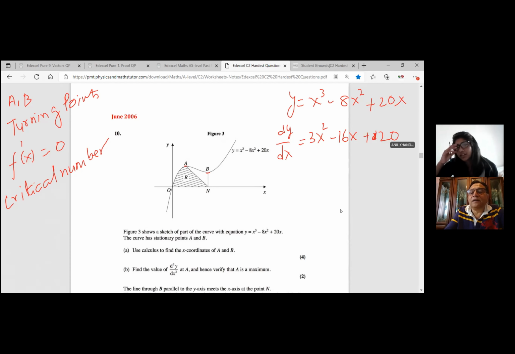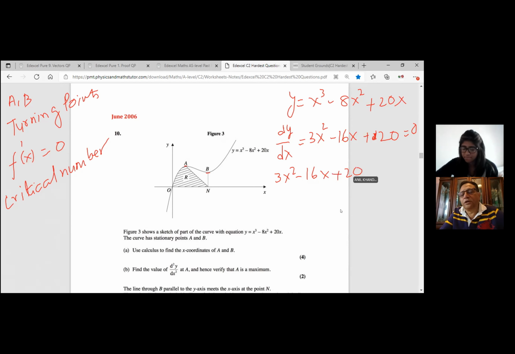We have to equate that to 0 to find the critical number. It's a quadratic equation. Can you please find the solution? So we have 3x squared minus 16x plus 20 equals 0. You can do product and sum, or you can use the quadratic formula. So we're looking for two numbers whose product is 60 and whose sum is 16, right?